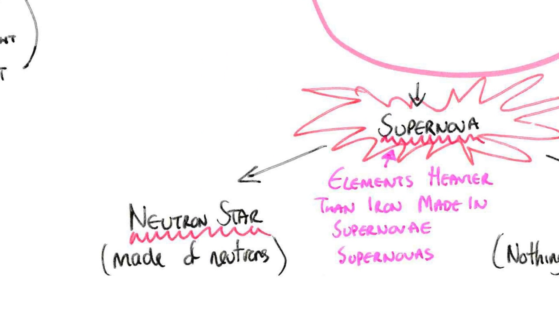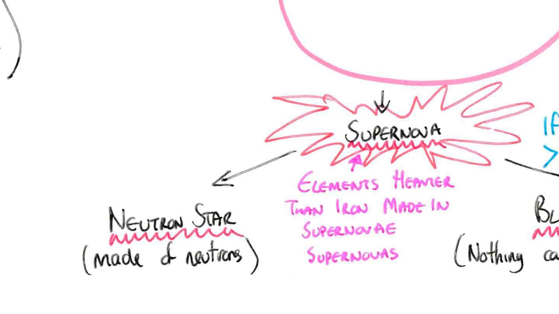Right, so at this point, one of two things can happen. If the star is, say, 20 to 30 times the size of our star, it will form a neutron star. And the neutron star is basically a star made up exclusively of neutrons. The neutrons are packed next to each other. They're sort of touching each other. And it is so dense that a teaspoonful of a neutron star will weigh about 100 million tons.